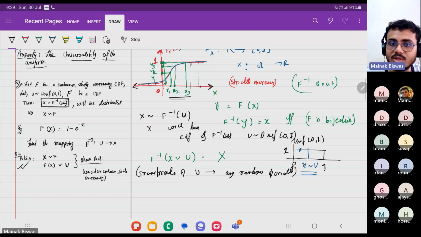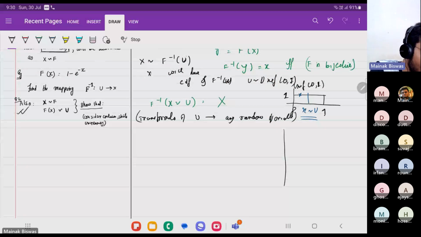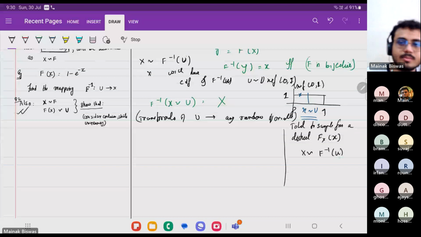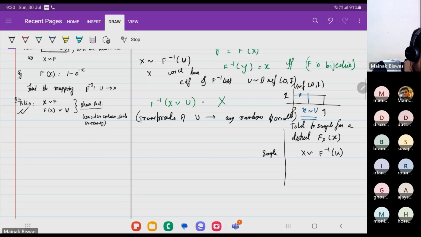So if you are given u, you can sample. If you write a computer program, you're all programmers. If you are told to sample from one distribution, whose CDF you know, what will you do? You are told to sample from a distribution F_X, right? So how will you sample if you are going to use just the uniform distribution? You will sample x according to f inverse of u. That's it. If you sample according to f inverse of u, you will get the appropriate sample.